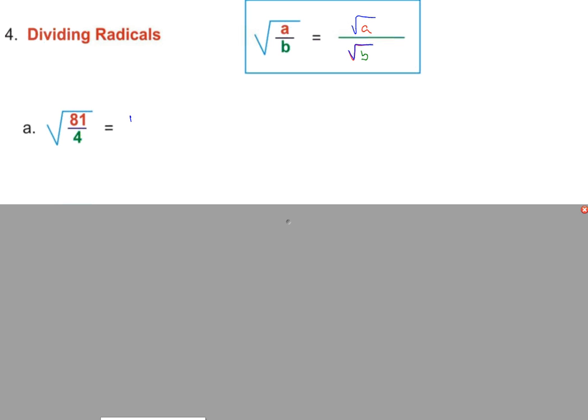It's simply the square root of the top, 81, divided by the square root of the bottom, 4.